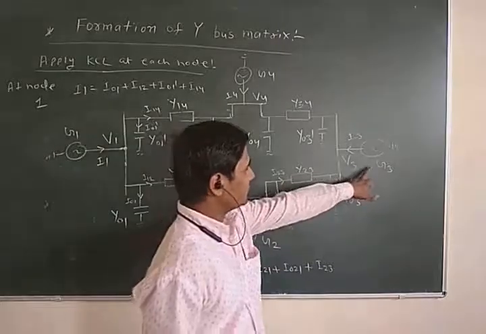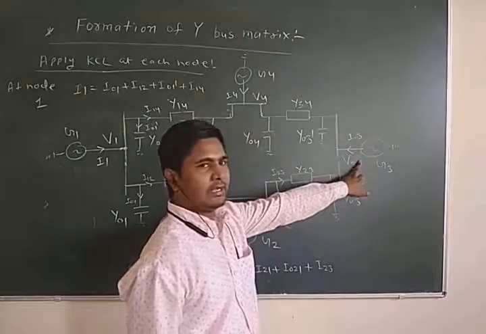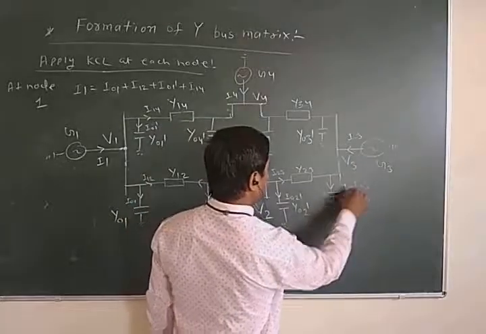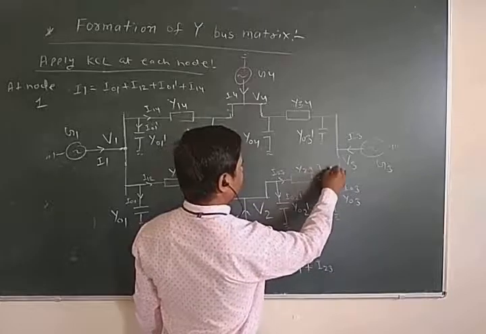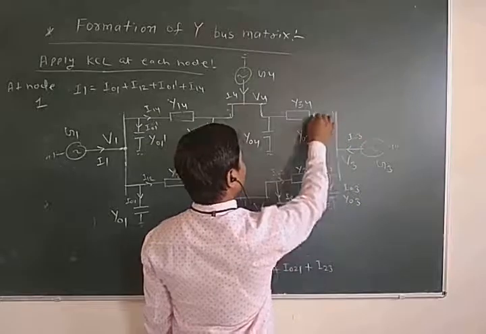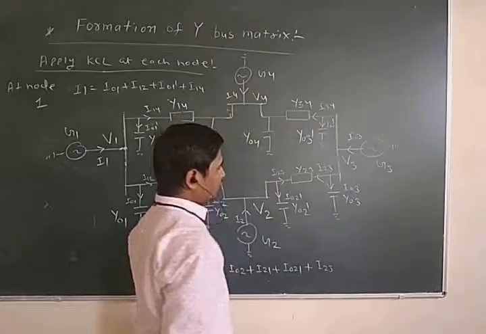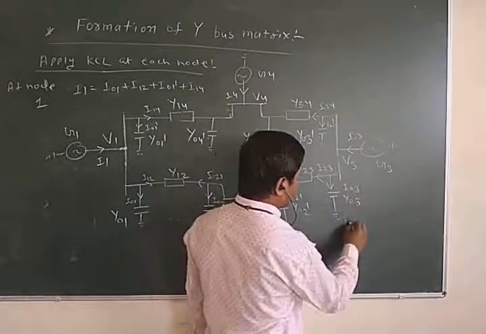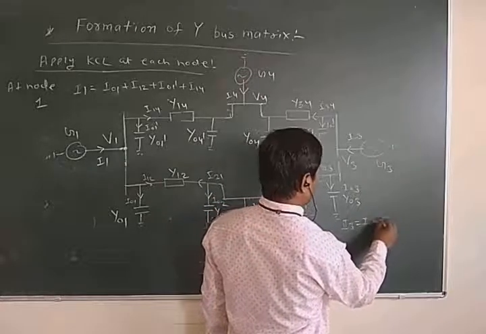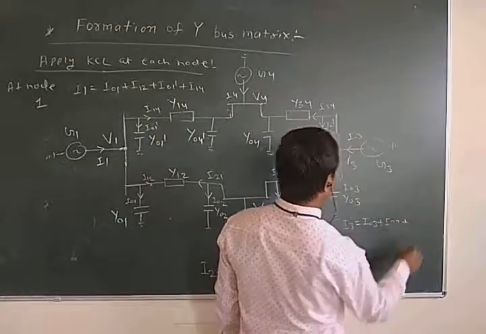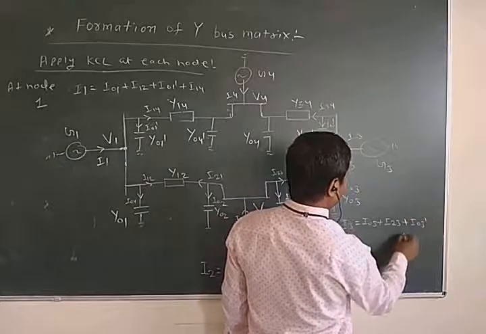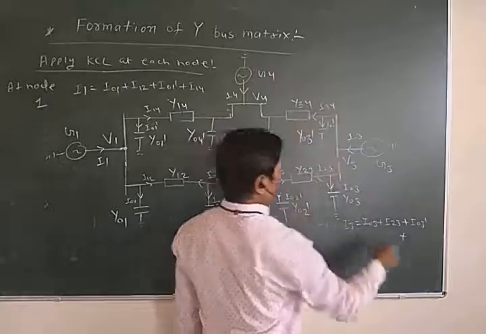Similarly, at bus number 3, incoming current is I3 and outgoing currents are I03, I23, I03 dash and I34. So we can write I3 is equal to I03 plus I23 plus I03 dash plus I34.